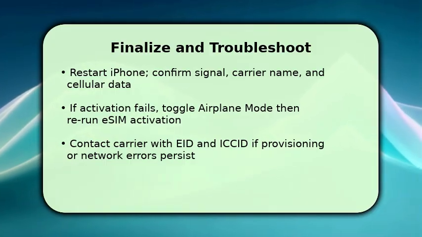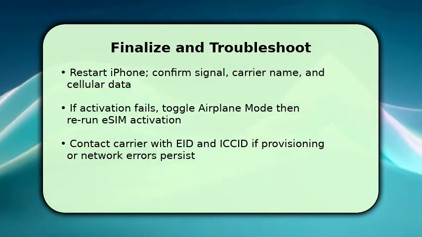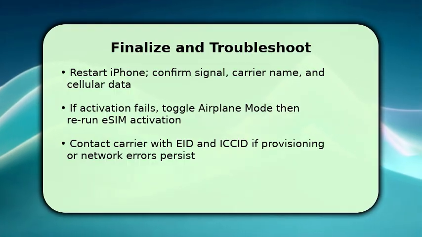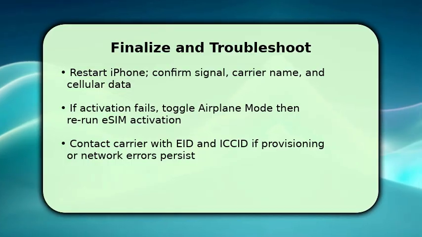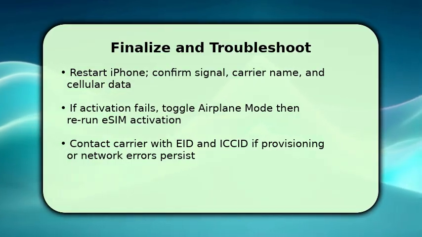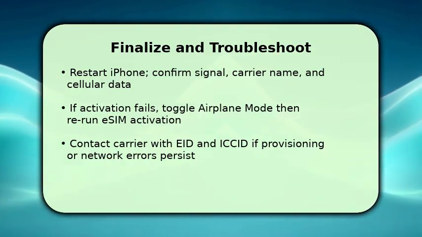If problems persist, gather the iPhone EID and the eSIM ICCID shown in Settings, then contact your carrier. This lets them troubleshoot provisioning or push the profile. One key tip: if you see no service, confirm the carrier completed the swap on their systems before reattempting.